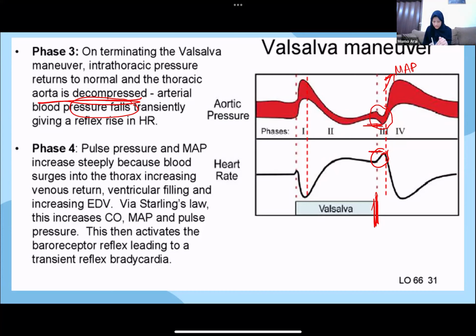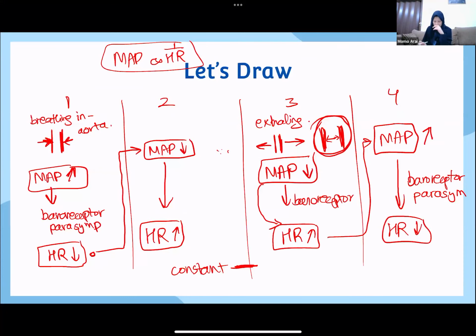Because of this heart rate increase, again, you can see here, MAP increases because blood is coming back, because of the baroreceptor, MAP increases and heart rate decreases again. So this step, remember what I said about phase 4? If someone's heart rate decreases at the end of the Valsalva maneuver, that means their baroreceptor reflex is working, right? Because all of these need the baroreceptor reflex. Someone without an intact baroreceptor reflex won't have these changes in heart rate. So that's the main idea.